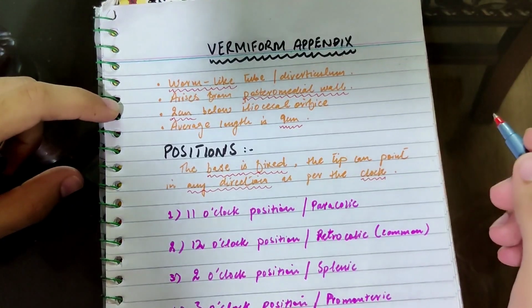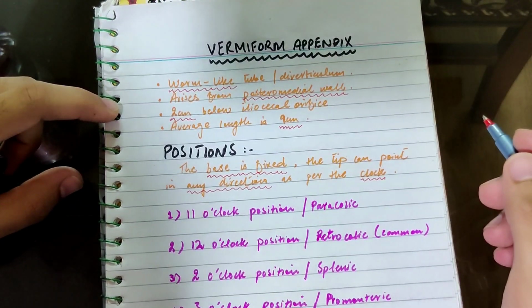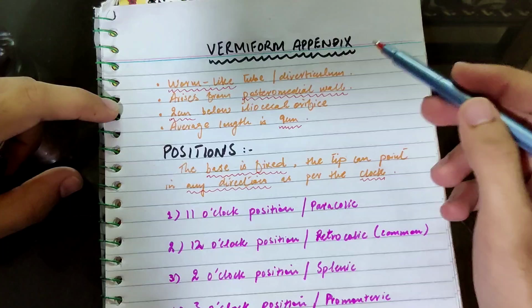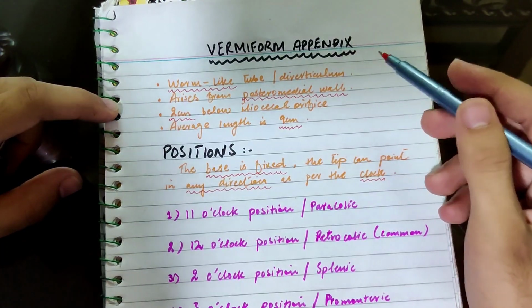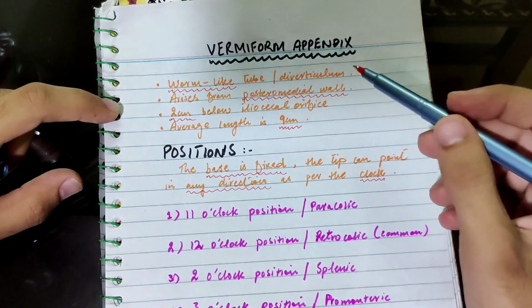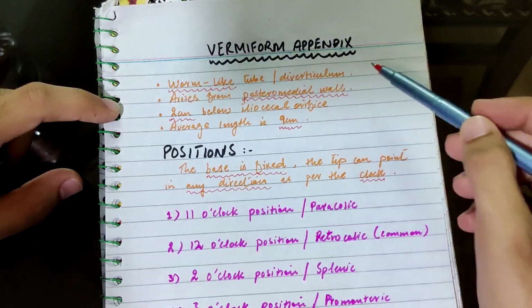Hello students, welcome back to my another video, and in today's video we are going to be discussing the gross anatomy of our vermiform appendix in detail. So first of all, what is appendix? Appendix is basically a worm-like tube or diverticulum.